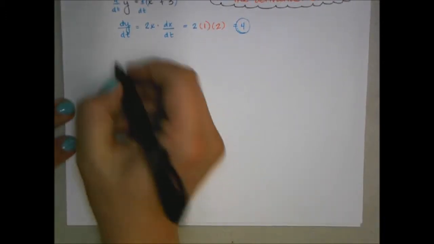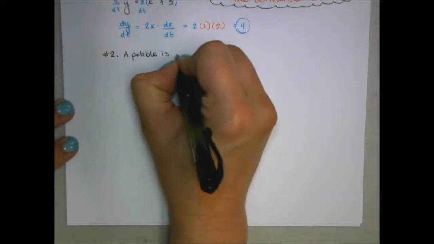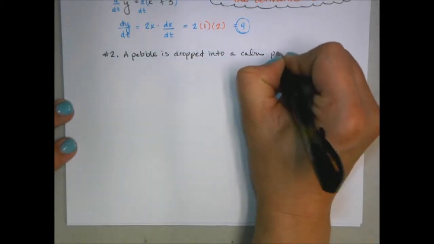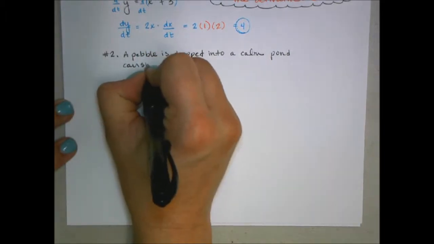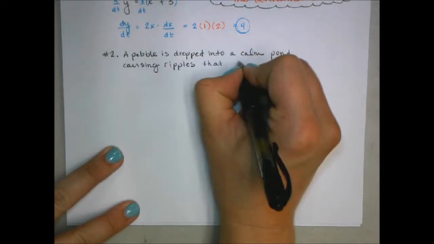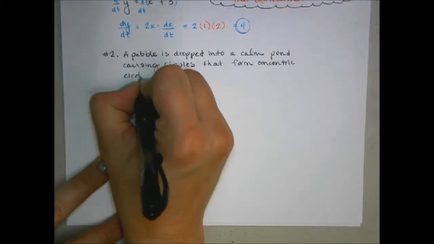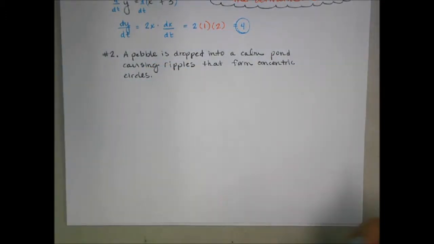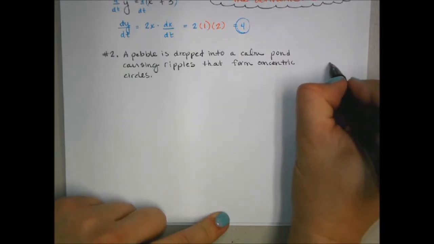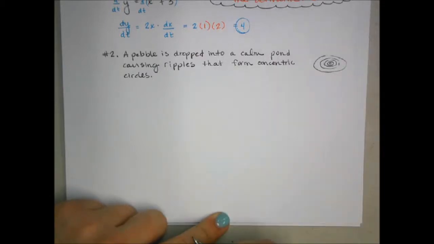Okay, so I'm going to start by writing out example 2. A pebble dropped into a calm pond, so at first the water is not moving, and causes ripples that form concentric circles. So the pebble hits the water, we get a bigger circle, a bigger circle, a bigger circle, and so on. So you can imagine this happening in the water.